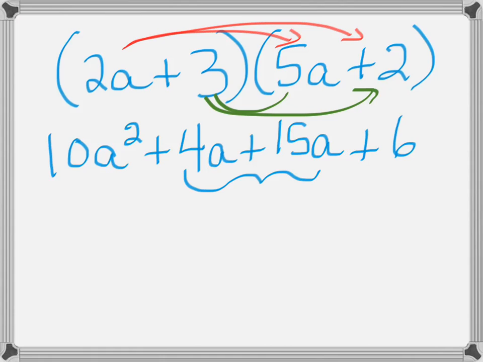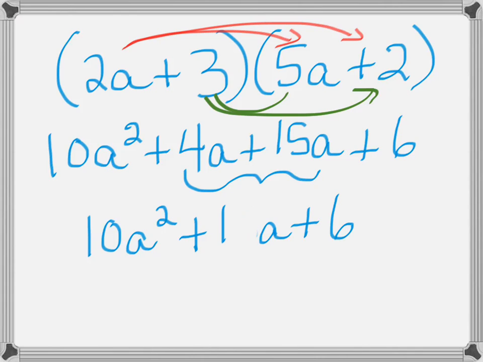We're going to then combine our like terms. So we're going to get 10a squared plus 19a plus 6. 4a plus 15a is 19a plus 6.